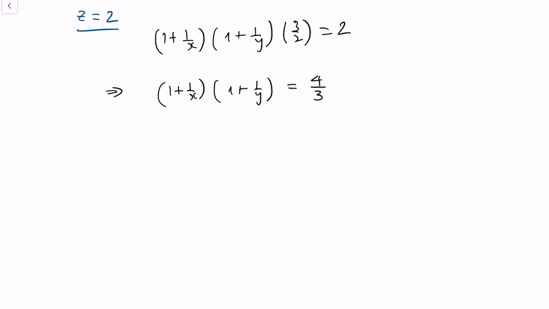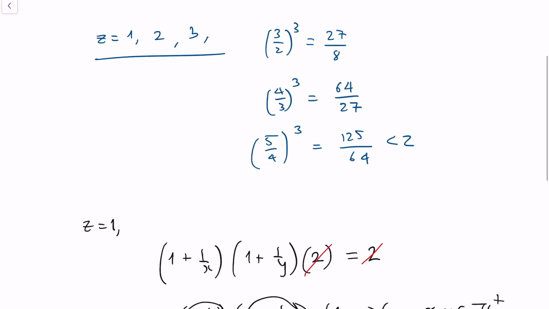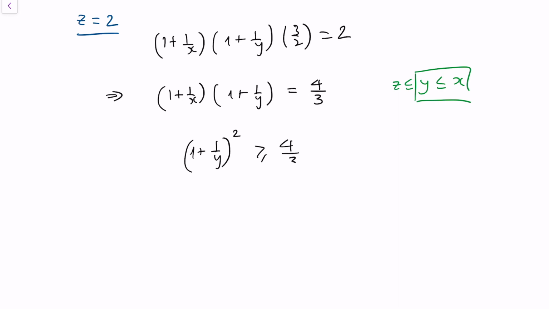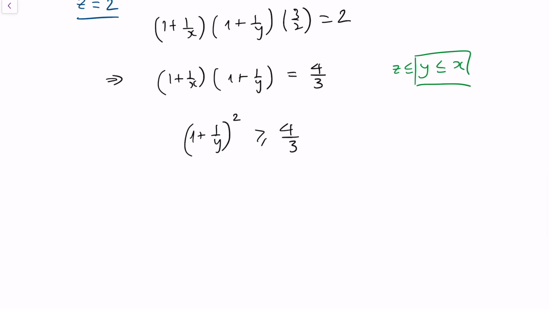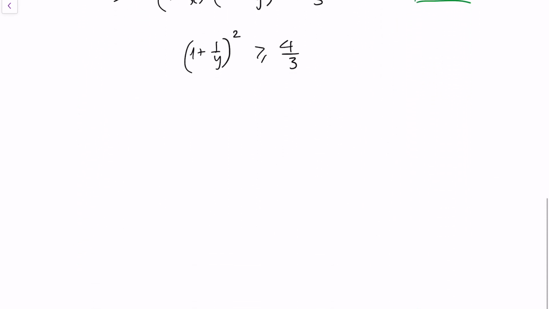Now let's think about it. Again, the inequality we introduced was that z was the smallest, so we said z is less than or equal to y is less than or equal to x. Now if we focus on this bit here and replace the first bracket, with x, with y, we have 1 plus 1 over y squared greater than or equal to 4 over 3, since y is less than x. Now again, we need to find the possible values of y. One way to do this, as we have previously done, is to test the values, or in fact we could simply solve the limiting case.